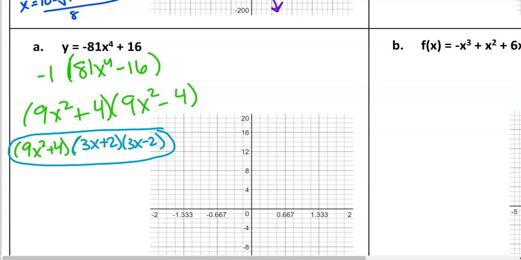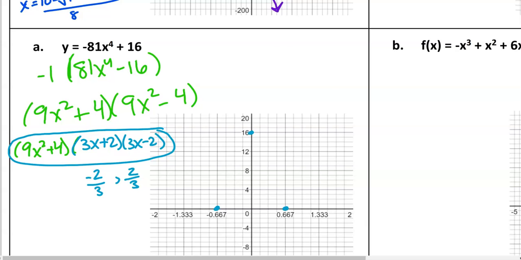What are your zeros? Where are we going to cross my x-axis? Well, this one I would do negative 4 divided by 9 and then square root. Am I going to square root of negative anything? No. So 9x squared plus 4 gives me imaginary roots. That's not going to work. How about my blue ones? This will give me negative 2 over 3. This one gives me positive 2 over 3. That's these guys right here. What's your y-intercept? There you go.